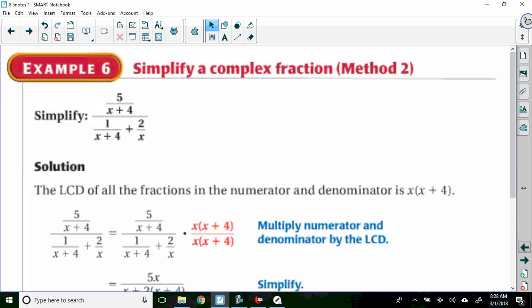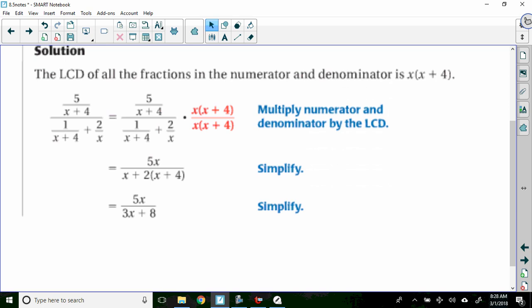Let's see how we did. I think the answer's over here. Yeah, 5x over 3x plus 8.